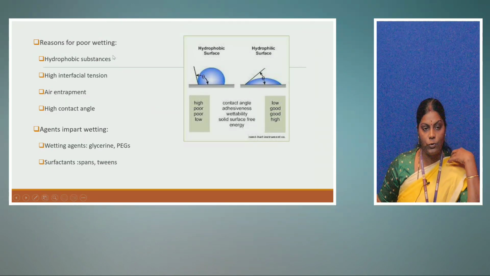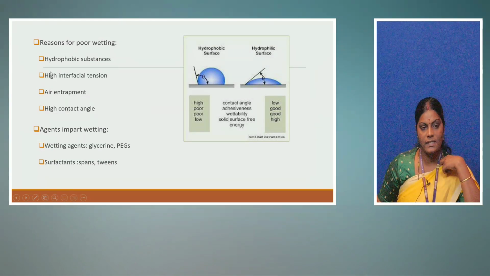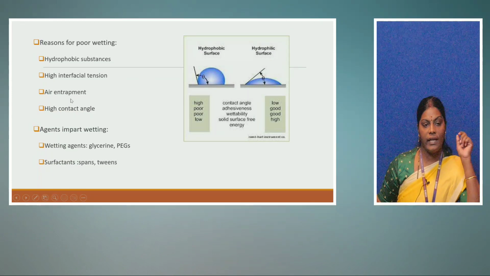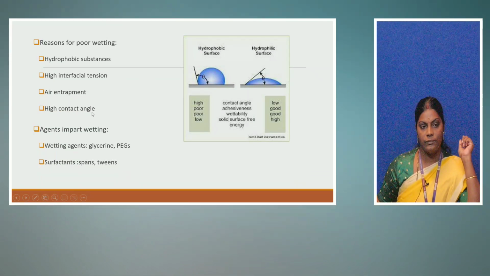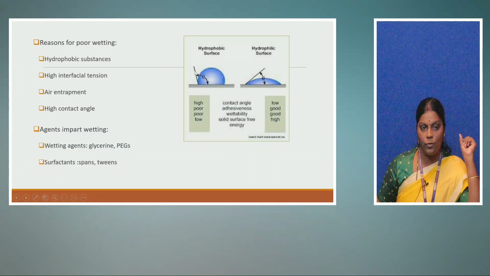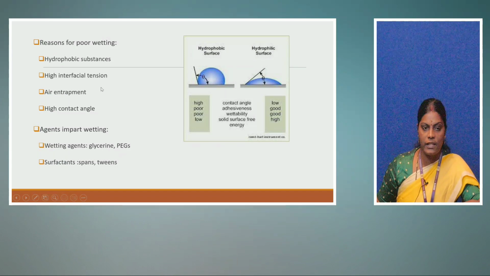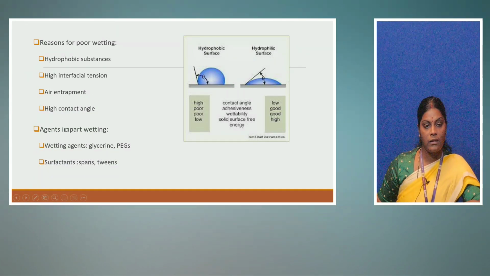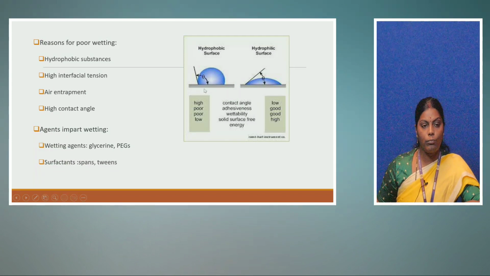What are the reasons for poor wetting? Hydrophobic substances, high interfacial tension, air entrapment, and high contact angle. If the substance is hydrophobic, the contact angle will be very high, and high interfacial tension will be there between the solid particle and the liquid medium. Entrapment of air also causes poor wetting, and high contact angle also leads to poor wetting.